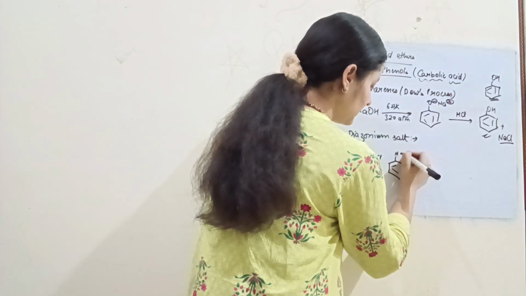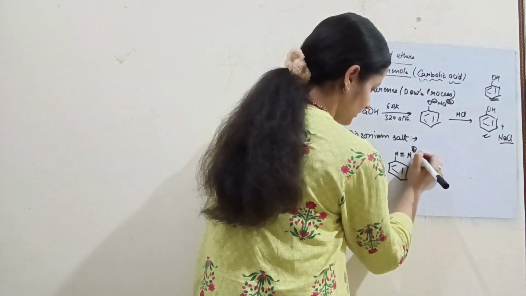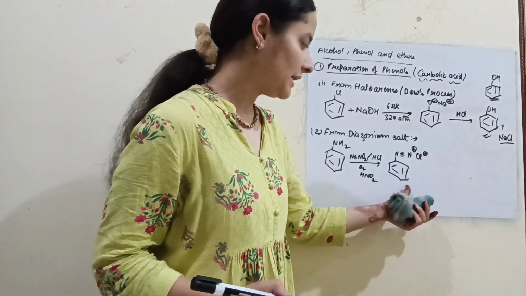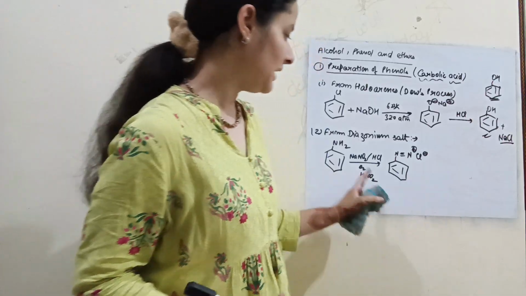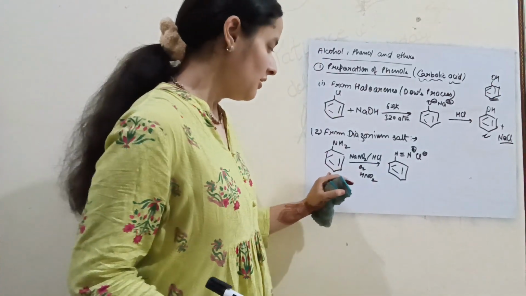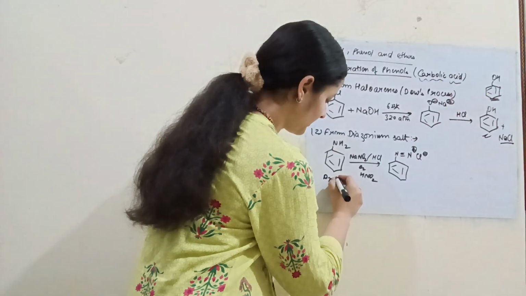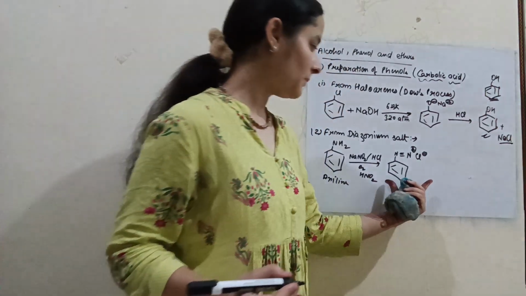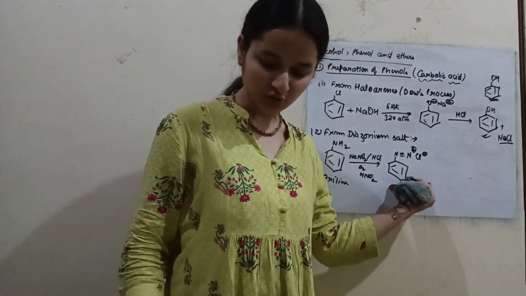Now mechanism of this is not specified here. So you will get benzene diazonium chloride with NaNO2 in the presence of HCl from aniline. So this is BDC.